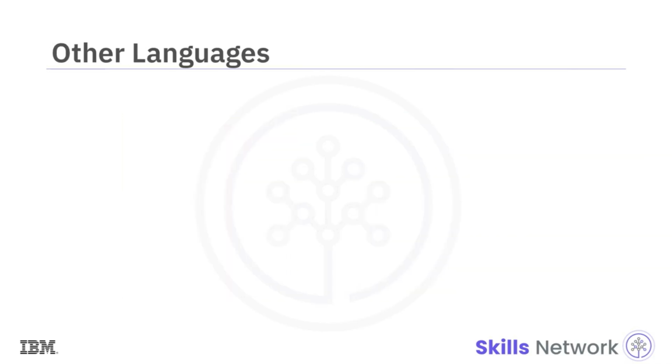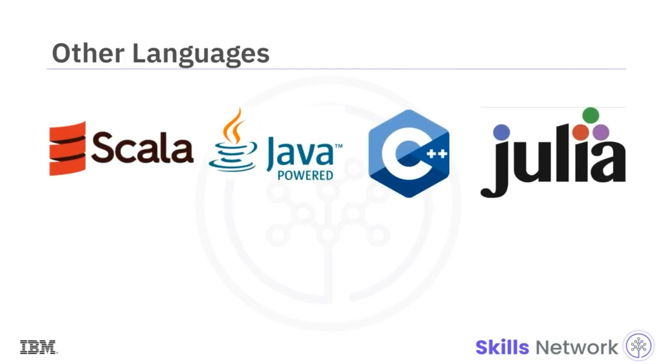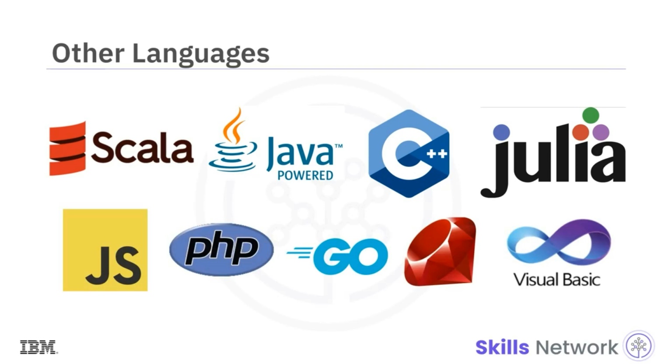Previously, we reviewed Python, R, and SQL. In this lesson, we will review some other languages that have compelling use cases for data science. Scala, Java, C++, and Julia are probably the most traditional data science languages. However, JavaScript, PHP, Go, Ruby, Visual Basic, and many others have found their place in the data science community. Let us go through some notable highlights about a few of them.